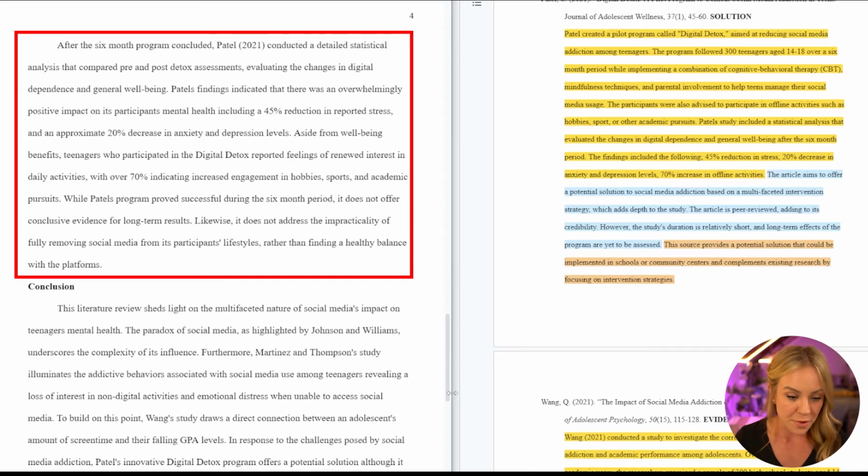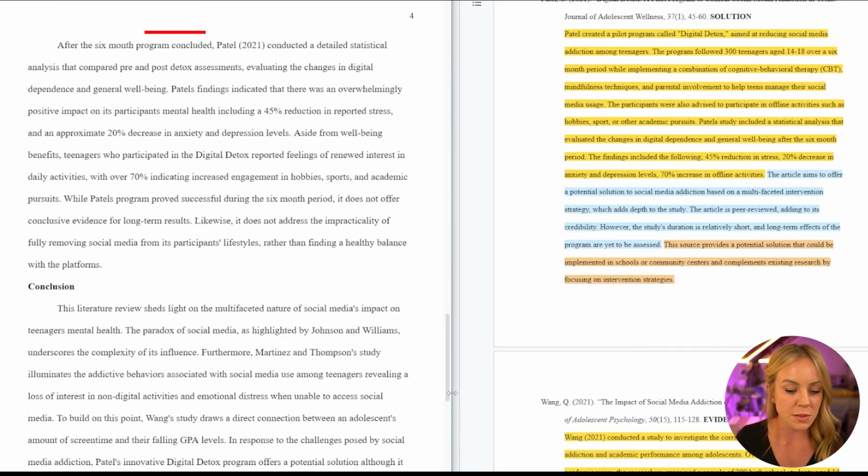Aside from well-being benefits, teenagers who participated in the digital detox reported feelings of renewed interest in daily activities, with over 70% indicating increased engagement in hobbies, sports, and academic pursuits. While Patel's program proved successful during the 6-month period, it does not offer conclusive evidence for long-term results. Likewise, it does not address the impracticality of fully removing social media from its participants' lifestyles, rather than finding a healthy balance with the platforms.